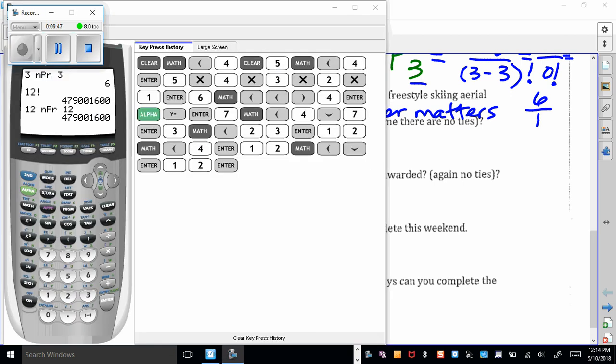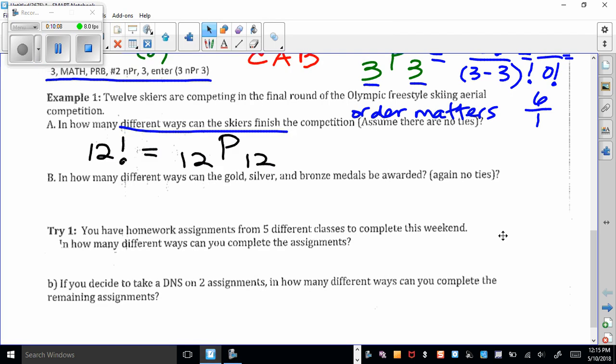So we type that in our calculator, and notice it is the same. 12 factorial is this big number here. So that's 12 factorial right there. And this is 12p12 right there. All right, so now we'll go to the next one.